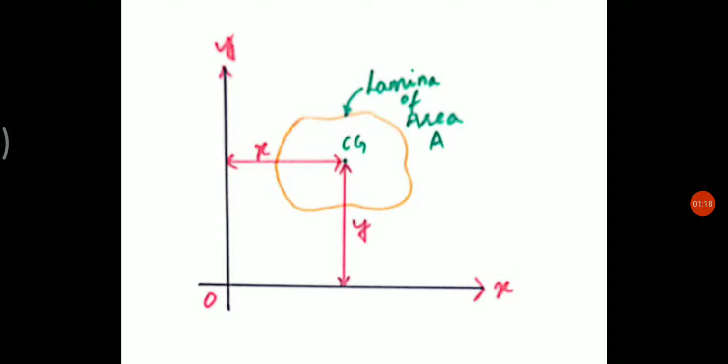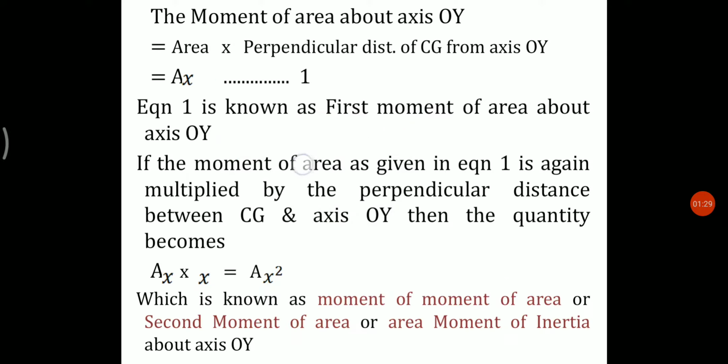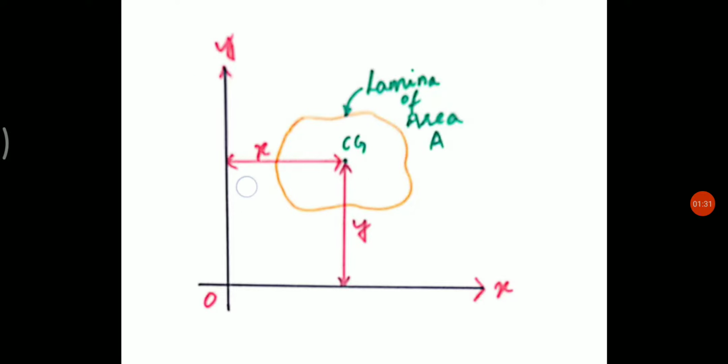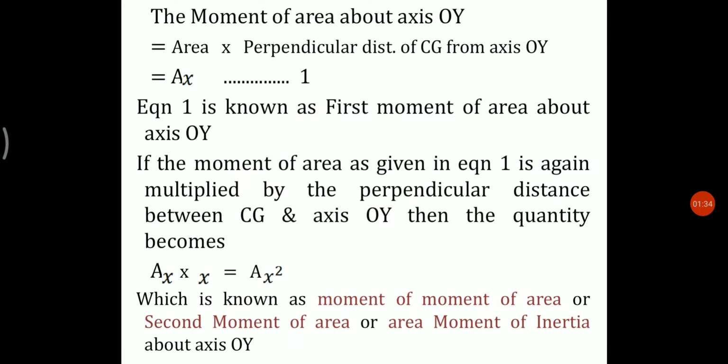So if you want to take the moment of area of this particular plane, that is this area into perpendicular distance of CG. Now x is the perpendicular distance for this area. That's why it is A into x. This equation 1 is known as first moment of area about axis OY. If the moment of area given in equation 1 is again multiplied by the perpendicular distance between CG and axis OY, then the quantity becomes Ax into x, or Ax squared.